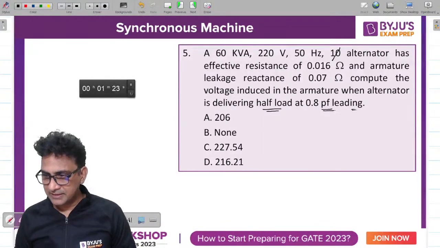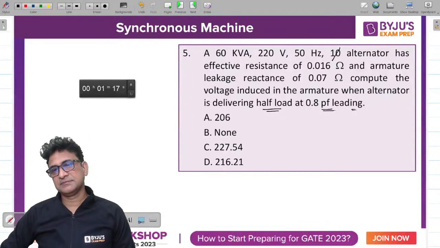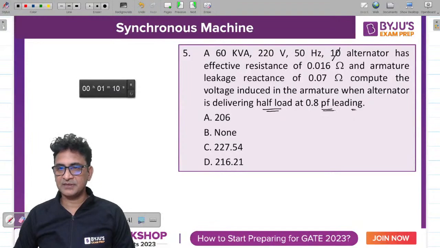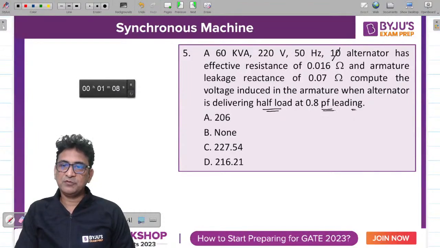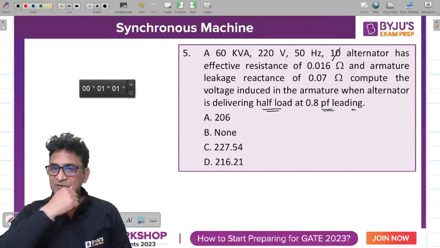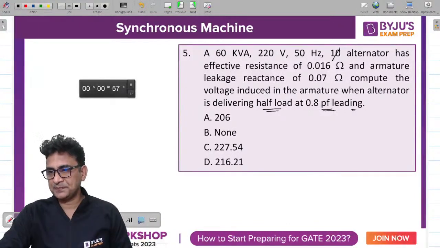You don't have to find out the Ef. Again, I am telling you. You must know the difference between excitation voltage, induced EMF, and the terminal voltage. The unit of all three quantities is the volt.